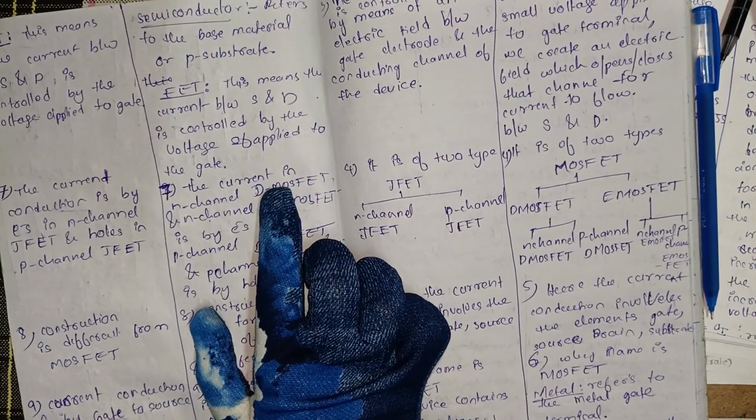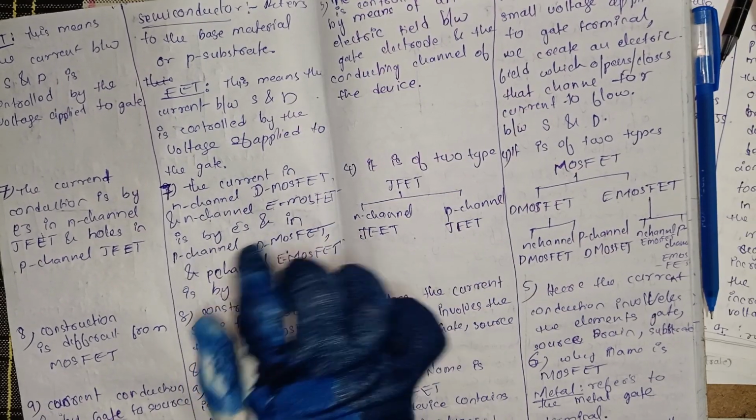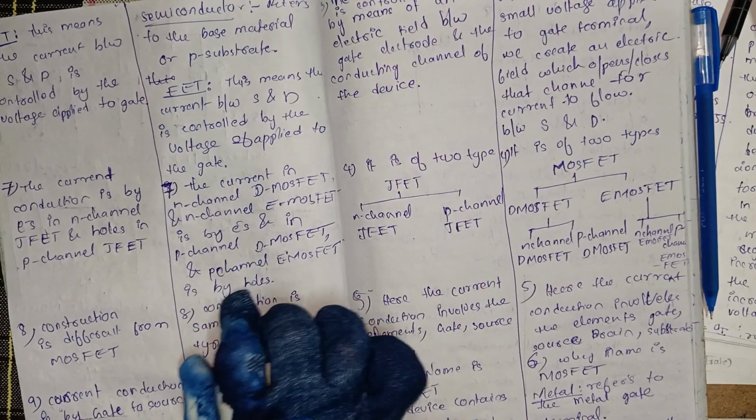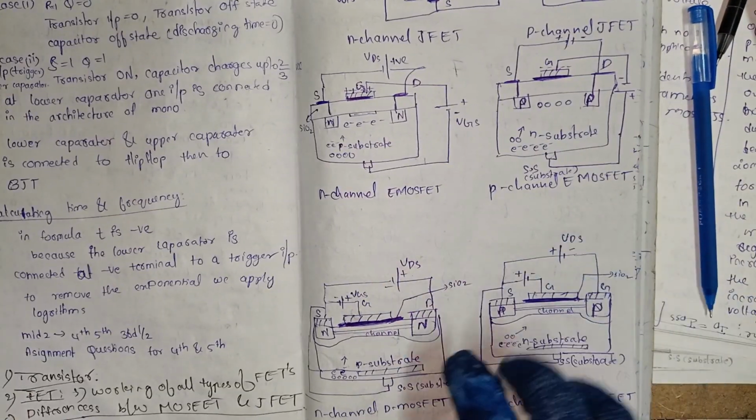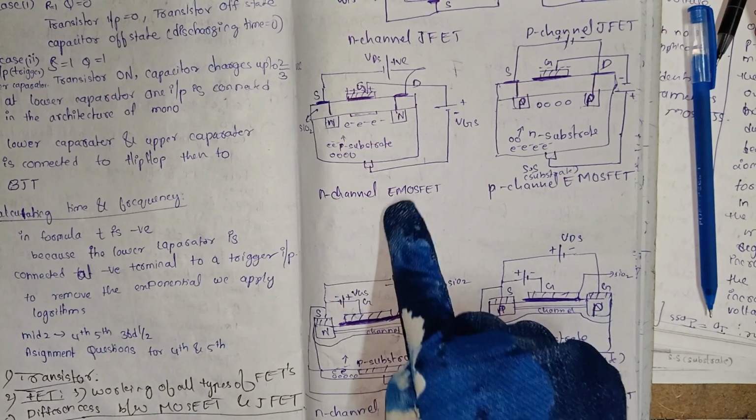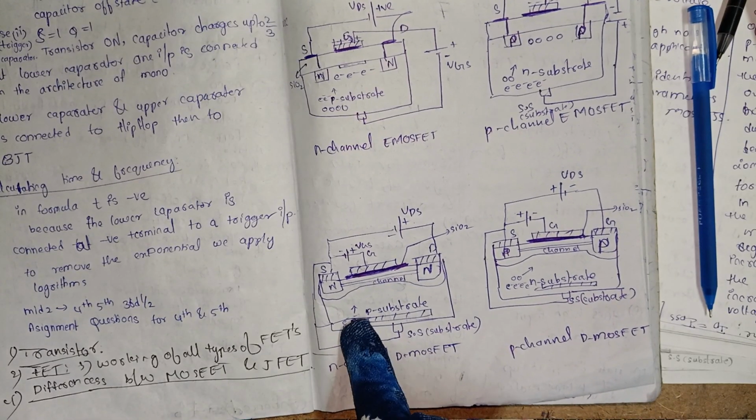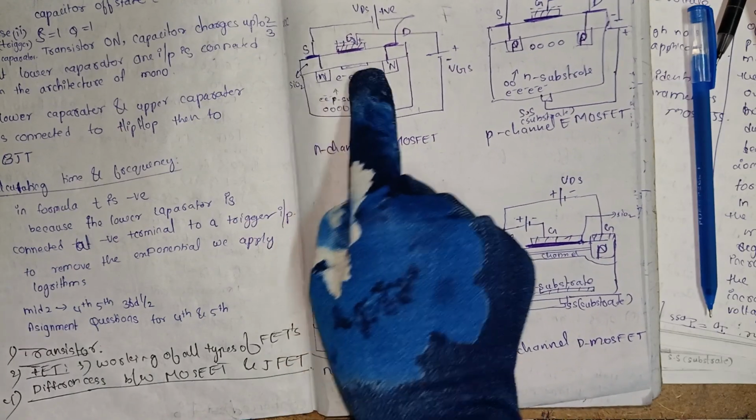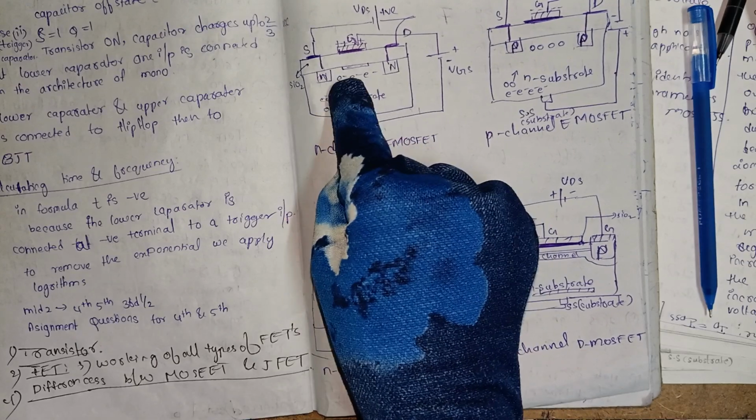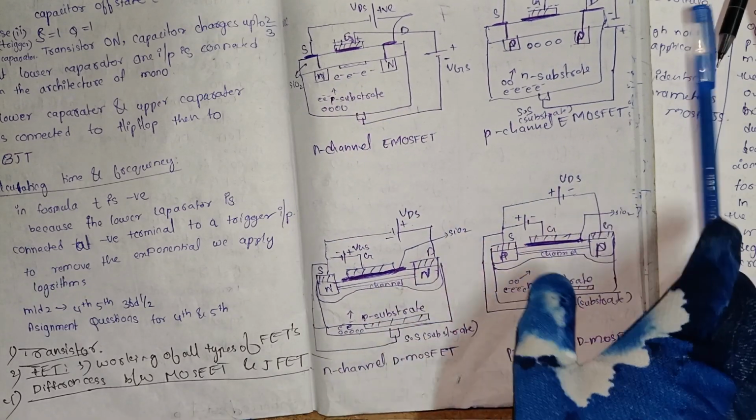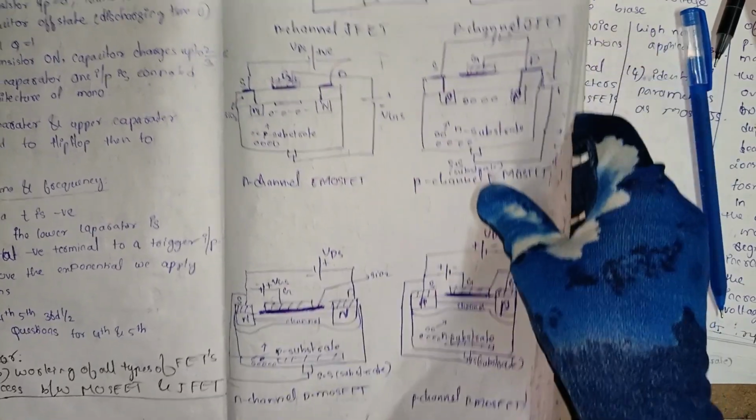The current conduction in N channel D MOSFET and N channel E MOSFET is by electrons, and in P channel D MOSFET and P channel E MOSFET is by holes. I'm talking about these two and these two. In N channel E MOSFET and N channel D MOSFET, the current conduction is by electrons. Here the conducting channel is created by electrons. Here also, and here the current conduction is by electrons.